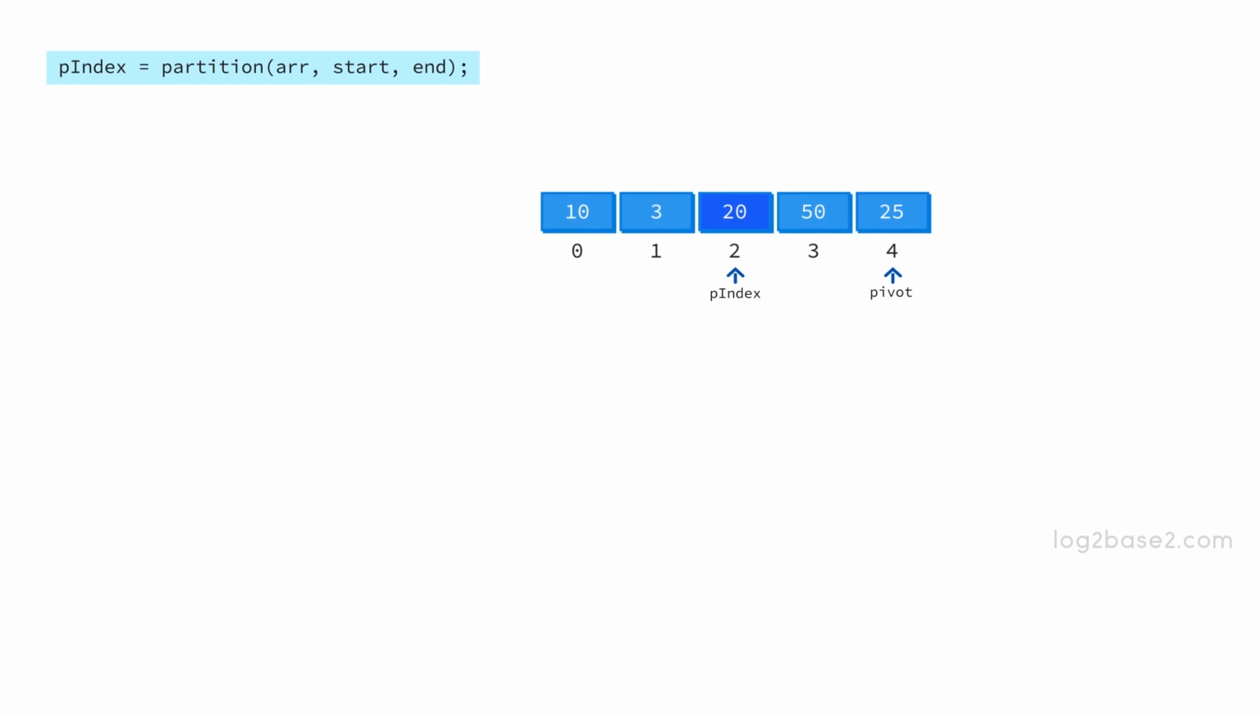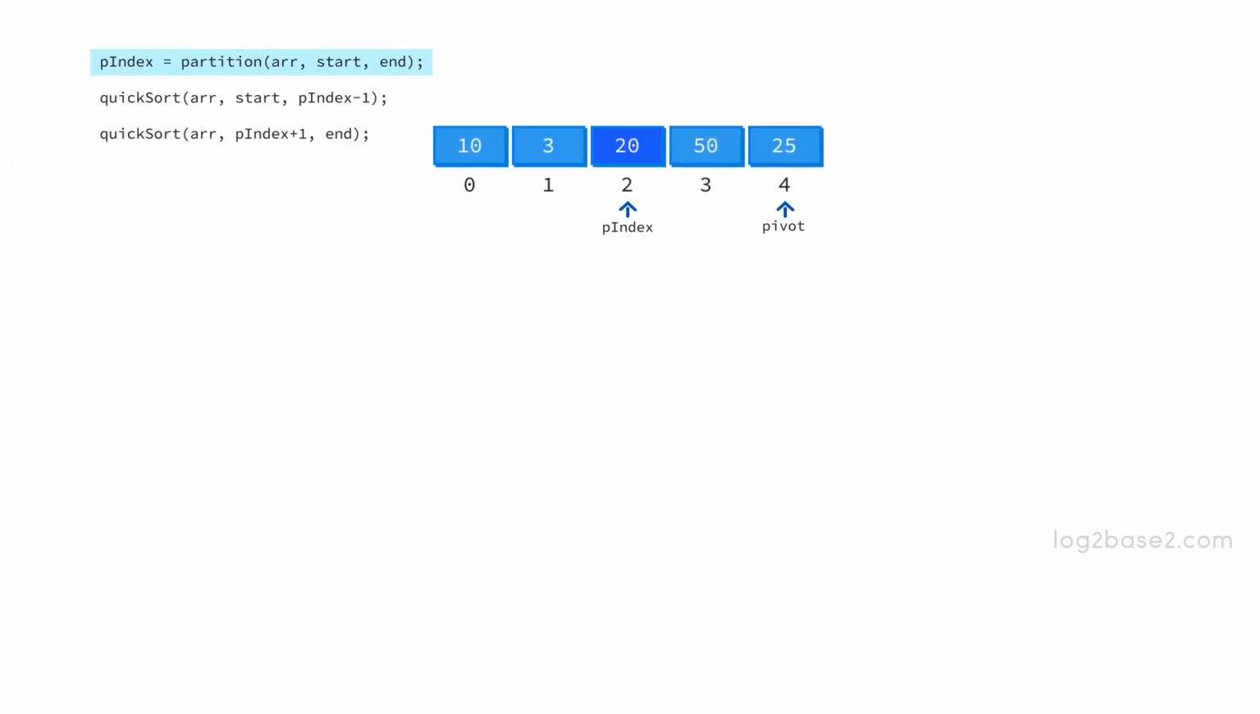Now, we need to recursively sort all the elements before p index and after p index. So there will be two recursive calls. One is quicksort of ARR, start, p index minus 1. That is from the starting index to p index minus 1. That is the elements before p index. We will not include the p index here because it is already sorted. And next is quicksort of ARR, p index plus 1, end. That is from p index plus 1 to end. That is the elements after p index.